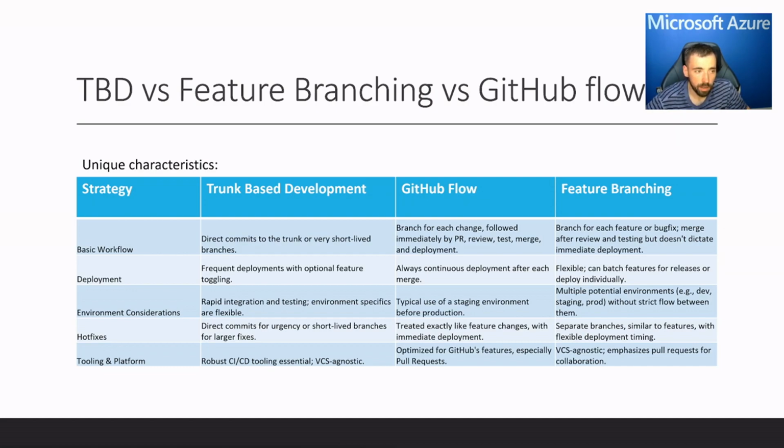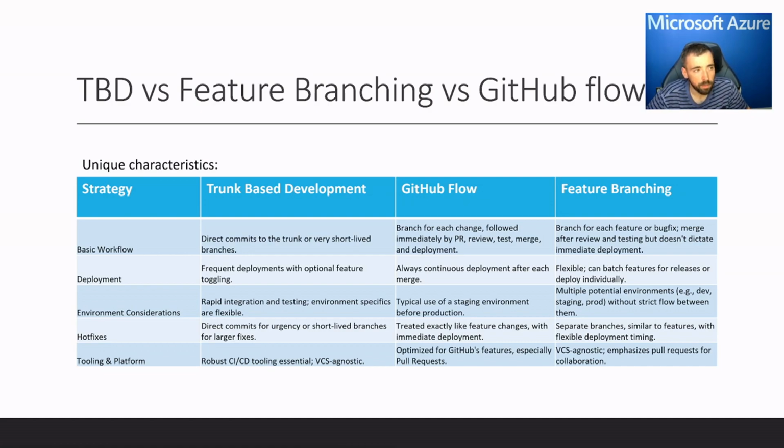And then hotfixes: direct commits for urgency and short-lived branches for trunk-based development. GitHub flow: treated exactly like feature changes with immediate deployment. And with feature branching, separate branches similar to features with flexible deployment timing. And finally, we have tooling and platform. Robust CI/CD tooling is essential for trunk-based development, making those commits directly to main, heavily relying on robust automation. GitHub flow: optimized for GitHub's features, especially pull requests. And feature branching: VCS, version control system agnostic, emphasizes pull requests for collaboration.